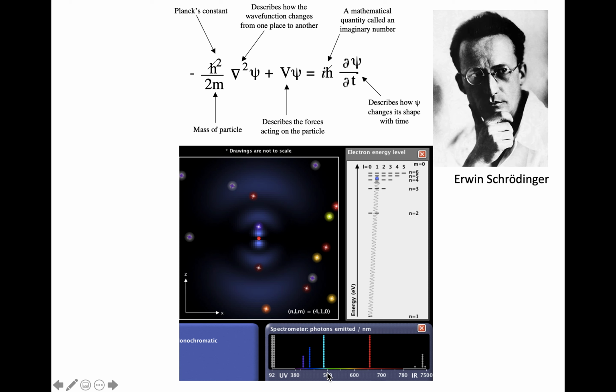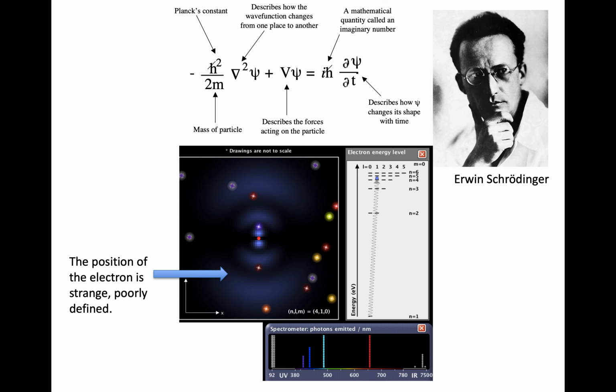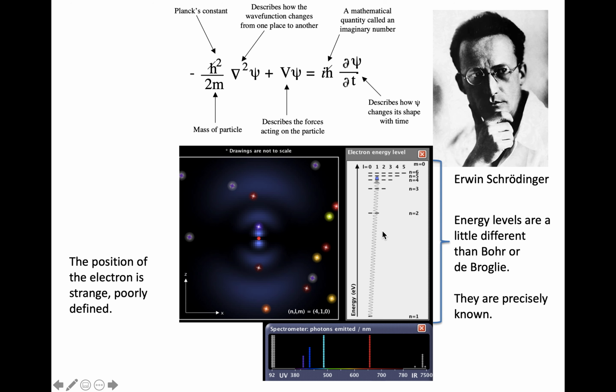So here's a depiction in the same sim of the Schrodinger model. I see some similarities, but also differences. The position of the electron here, I no longer see these concentric orbits. It seems like it has a strange, eerie representation. We have different energy levels. They're similar, but I see that they're broadened out a little bit. It's not just n equals 1, n equals 2, n equals 3. There's different features as well.